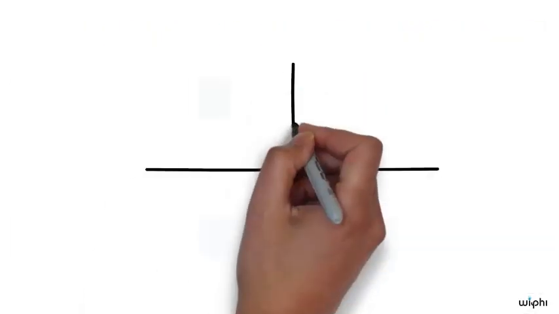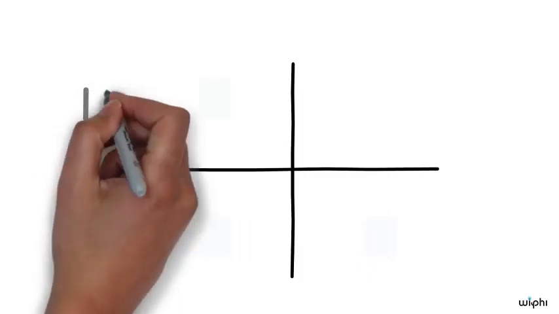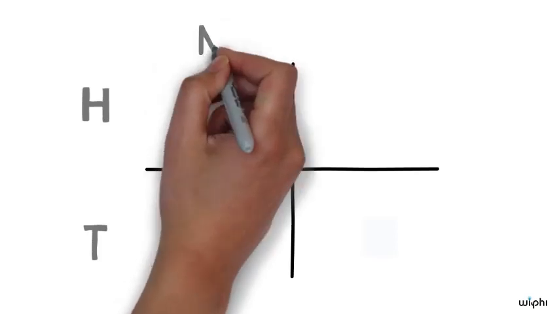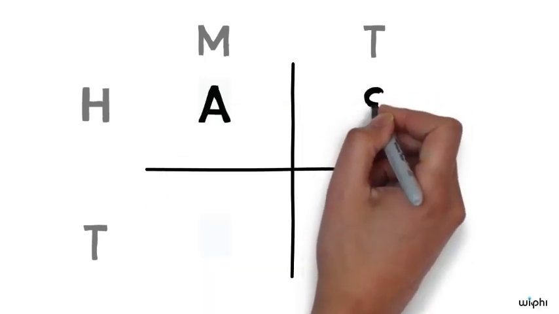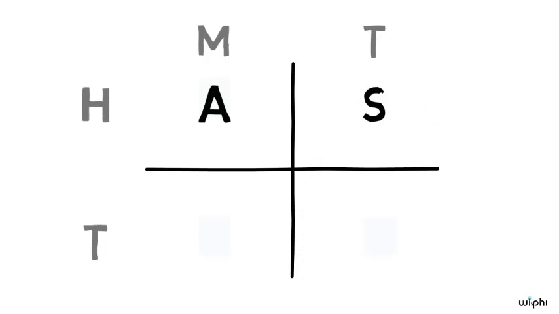We can make all this a little bit clearer by drawing a graph. On one side of the graph, we can write H for heads and T for tails. On the other side, let's write M for Monday and T for Tuesday. Now, in the heads Monday box, we can write A for awake, but in the heads Tuesday box, we'll write S for sleep. In both the tails Monday and the tails Tuesday boxes, we can write A for awake.